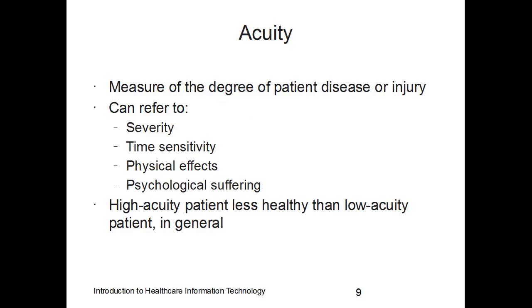Another term we'll mention is acuity. This is used to measure the degree of patient disease or the patient's injury. This can refer to the severity of the condition, the time sensitivity, the physical effects, or the psychological suffering of the patient. And the higher the acuity means the more injured they are, the more serious the condition is. So someone with a scratch on their skin is a low acuity. Someone with a stab wound is a high acuity. So the higher the acuity is a reference to the seriousness of the condition.